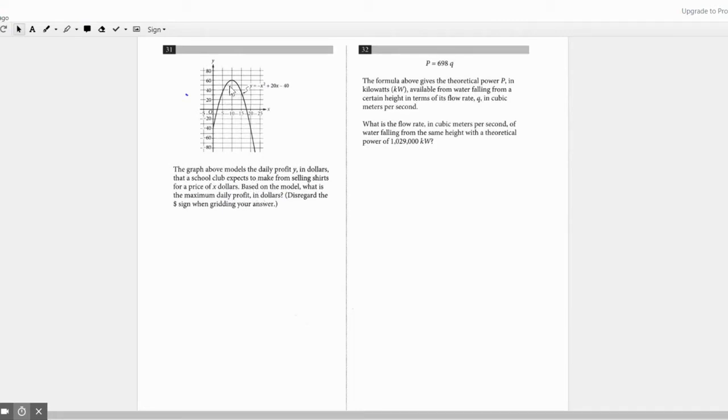So where's the maximum? That's going to be at the top of the parabola, right? You can try to plug in or find the vertex form, but it's easier just to look and see that it's at $60. And that is actually our answer, and it's that easy.